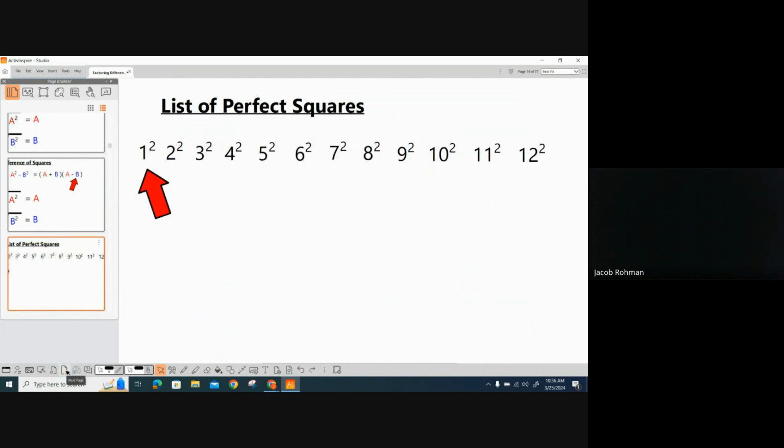Let's look at a list of perfect squares. I've got numbers 1 through 12. If we take 1 squared, we get 1. If we take 2 squared, we get 4. If we take 3 squared, we get 6, or I'm sorry, we get 9.